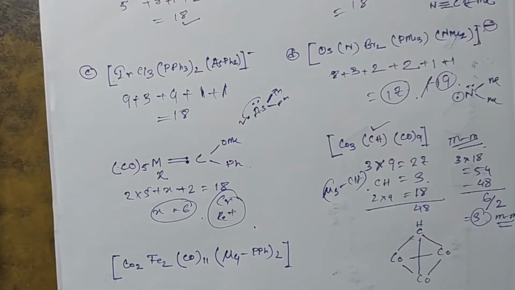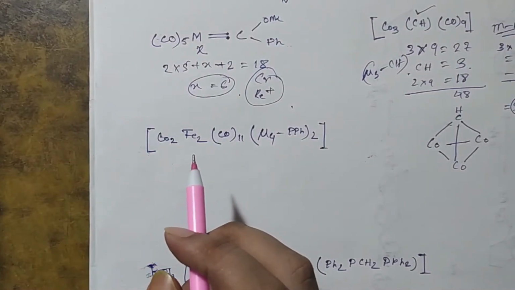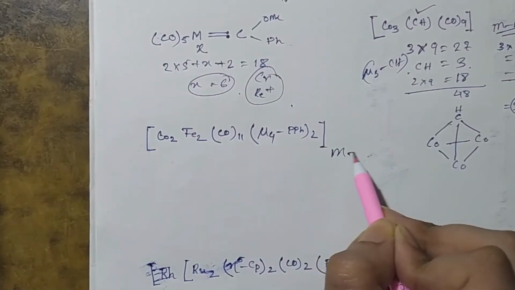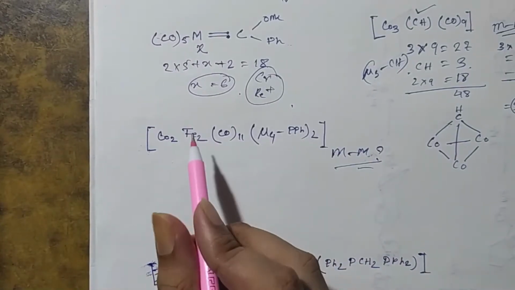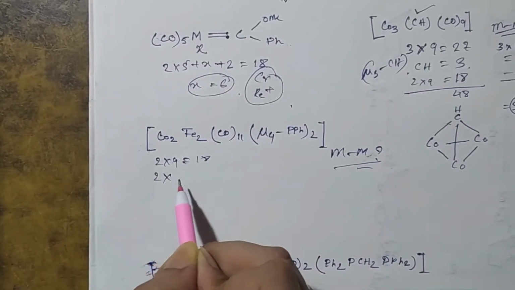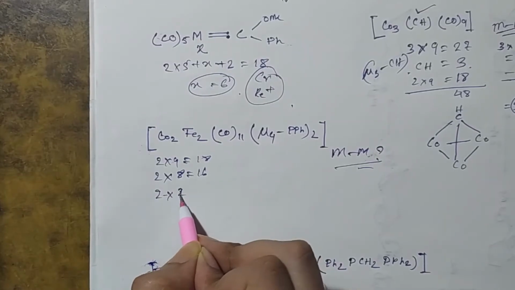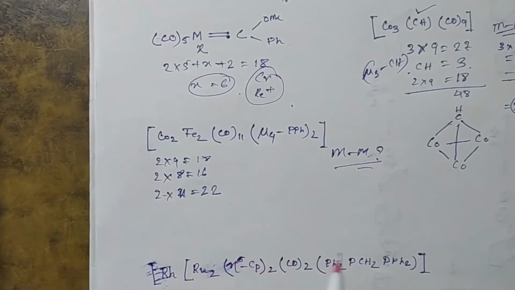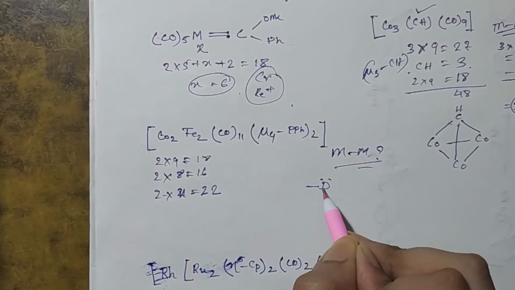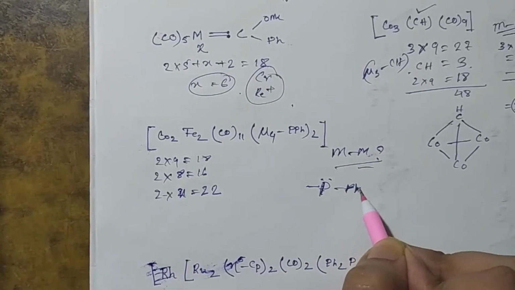So our next example is this. Again we have to ask the number of bonds, so again we count the electrons. For 2 cobalt, that is 2 into 9, that is 18. 2 iron, that is 16. For 11 carbonyls, it is 22. Now mu4-PPh. Phosphorus has 5 valence electrons, and 3 other electrons are involved, one of which takes part in bonding with the phenyl ring, and the other 2 electrons are present.